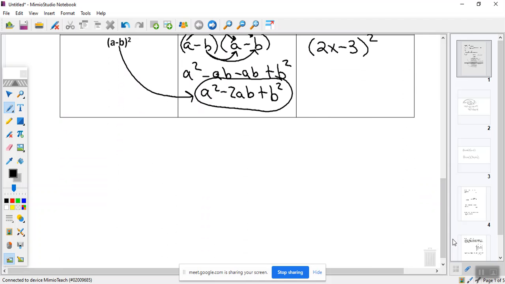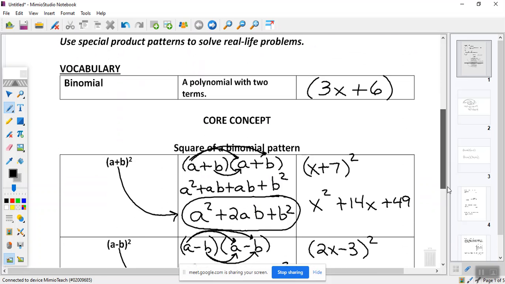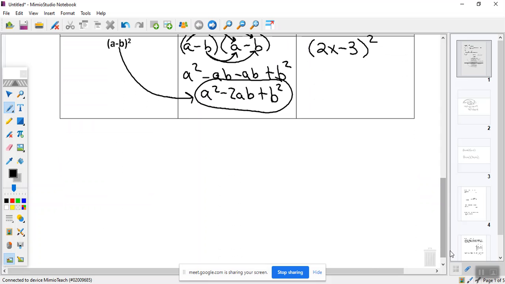Okay? What would you consider your a value to be in this 2x minus 3, kids? 2x, right? And what would you consider b to be? Okay, so here we go. What's a squared going to be? In other words, what's 2x times 2x? 4x squared.